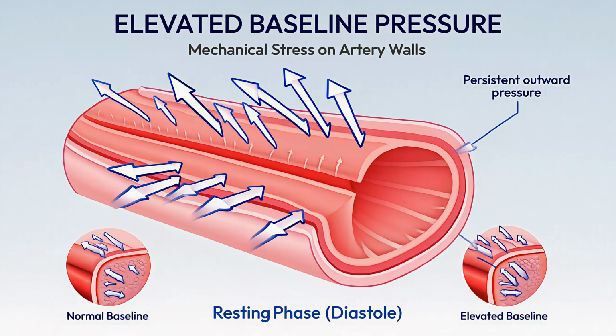Doctors call that gap pulse pressure. Pulse pressure is simply the difference between the systolic and diastolic readings. For example, if blood pressure is 120/80, the pulse pressure is 40. If blood pressure becomes 160/70, the pulse pressure widens to 90. That widening reflects stiffer arteries and stronger pressure waves moving through the vascular system.